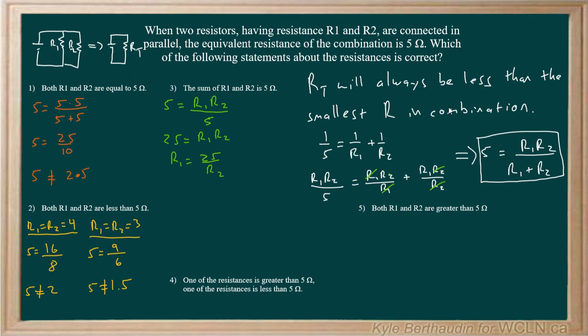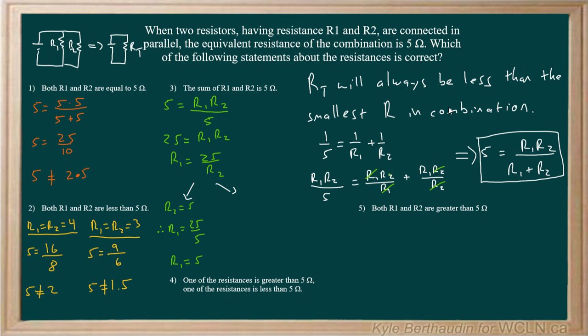Now, there are two possible assumptions you can make at this point. The first is that R2 is equal to 5. Well, if we do that, then we would have R1 equals 25 divided by 5, which means R1 is also equal to 5. But that's not possible since we tested that up here in number 1, R1 and R2 both being equal to 5. It didn't work out. So that is not possible.